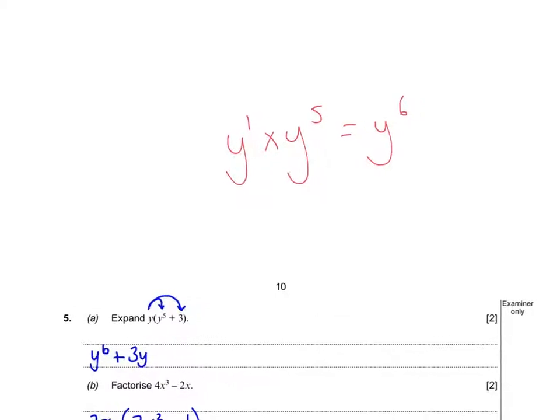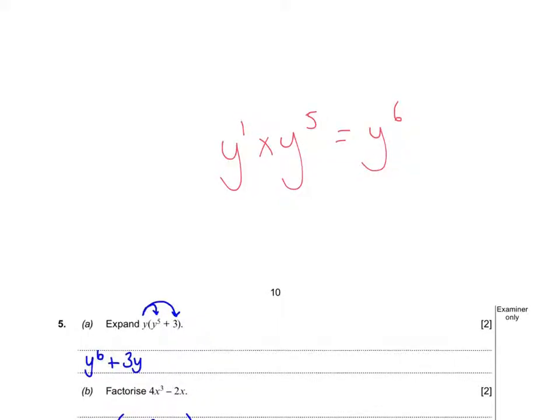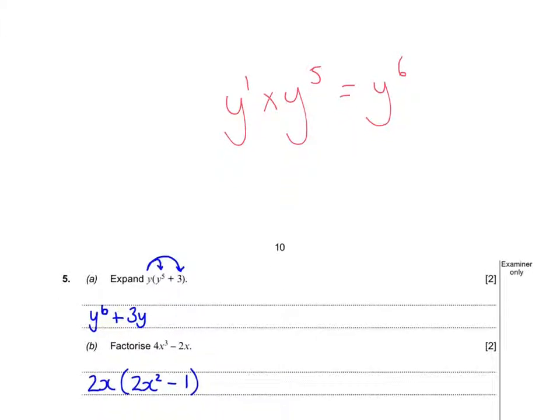The factorising bit, Nathan, you said it really well. You said, does that mean put it back into brackets? That's exactly what it means. That's what factorise means. It means the opposite of expanding. They tend to come one after the other if they're together.